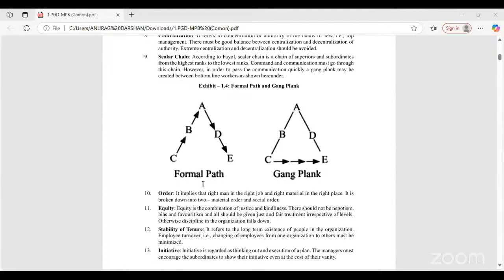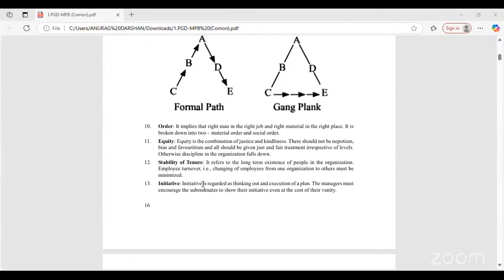Order. It implies that the right man should be in the right place at the right time with the right material, then only you have the right kind of production and the right kind of profits. So this order should be maintained by the organization. Equity is very, very important. Equity is nothing but equality, giving justice, or it can be kindness, it can be the benefits. For everything, you need to have equity.